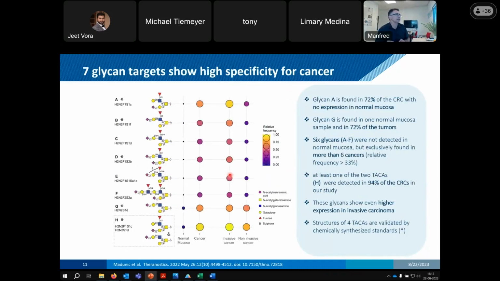And if we try to summarize this now, then this might be a way of grasping the data. So we see that indeed quite some of these O-glycans are not present in normal mucosa. They are present in the cancer, and intriguingly, they are more prevalent in invasive cancer tissues as compared to non-invasive cancer tissues. So this suggests that this may even associate a bit with disease severity. So we have indeed these core 2 glycans with the terminal Lewis and sialyl-Lewis motifs.